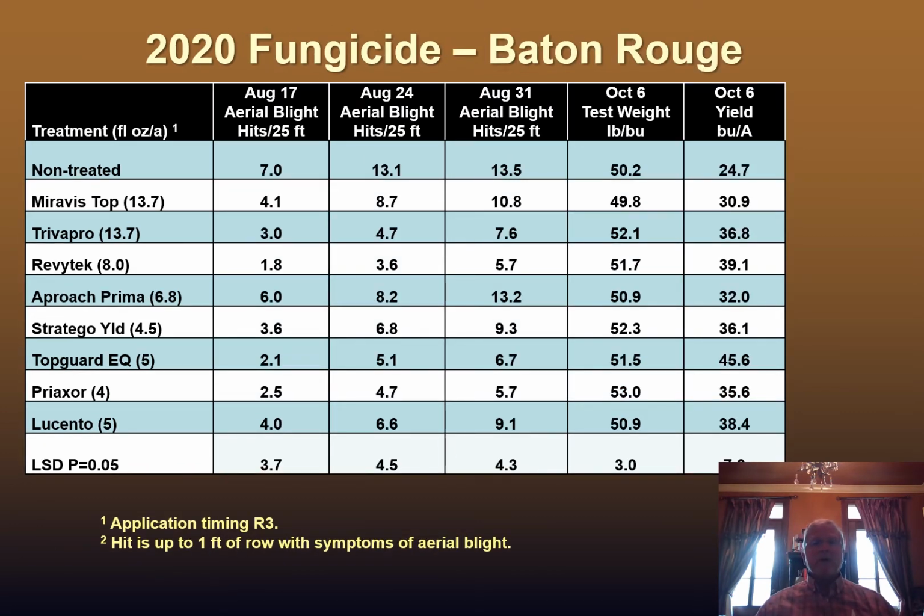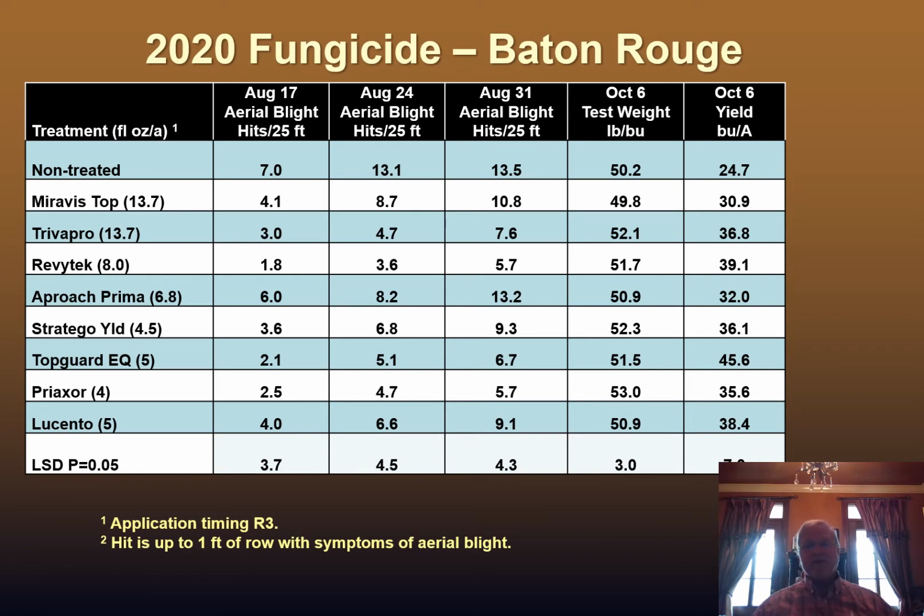Moving on to another location in Baton Rouge, we had aerial blight. We also had some soybean rust develop very late in the season, which I chose not to include on this slide. What we see, though, is a little bit of difference. The better performing products look like Revytek, Top Guard EQ, and Preaxor. Some of the other products did provide some suppression, but not what you would see in the previous slide.